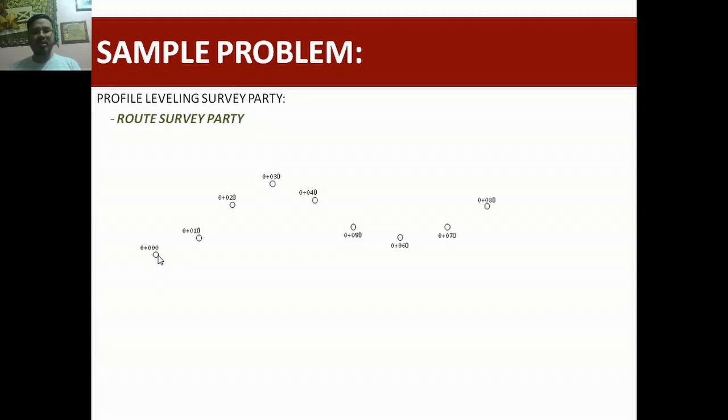0+060, 0+070, 0+080, 0+090, and 0+100. We have 11 stations: 1, 2, 3, 4, 5, 6, 7, 8, 9, 10, and 11. So this is our road, no? So kung baga, this is the center line of the roadway.